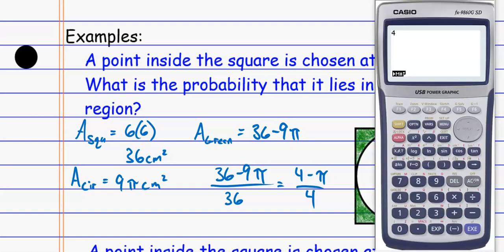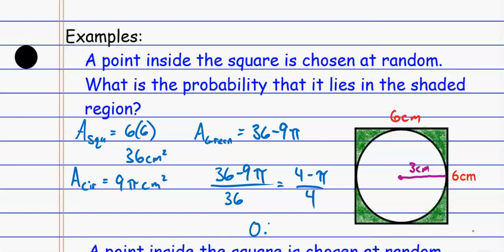So let's do 4 minus pi, and then divide that by 4. So it's a 0.215. That is an okay representation of the probability. And one of the ways that we might want to express it is maybe to do a percentage. So 21.5%.